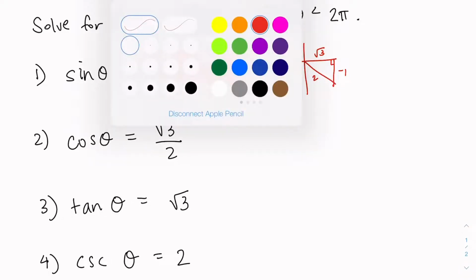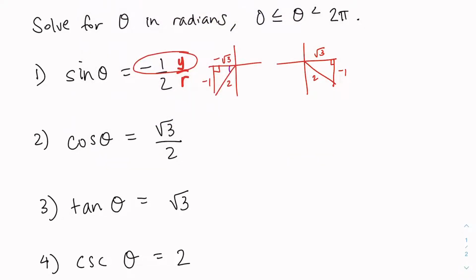So since this is a 30, 60, 90, and my angle is across the 1, that's going to be a 30-degree reference angle. So my first answer will be 180 plus 30, which is 210. And my second answer will be 360, since it's in the quadrant 4, 360 minus 30, which is 330 degrees. Converting these to radians, you should have gotten 7 pi over 6 and then 11 pi over 6.